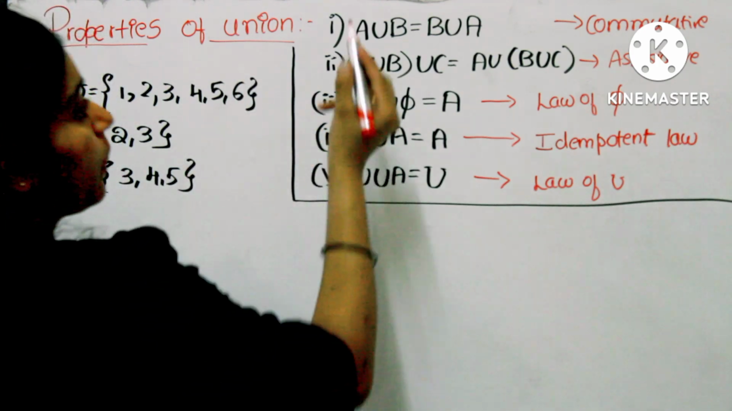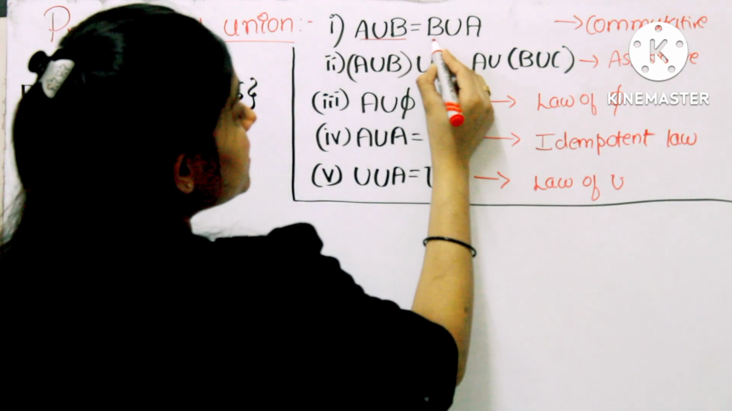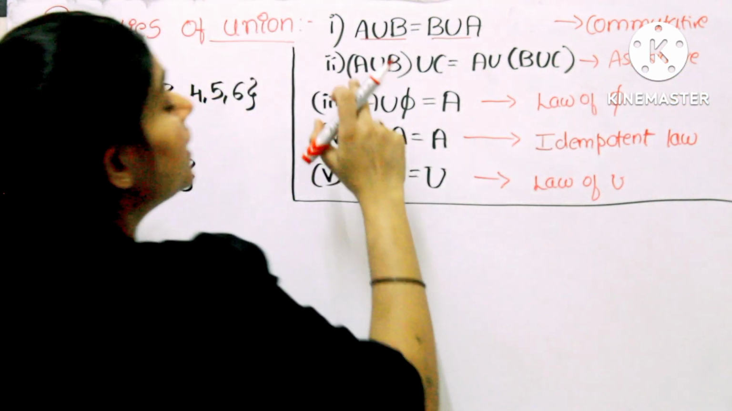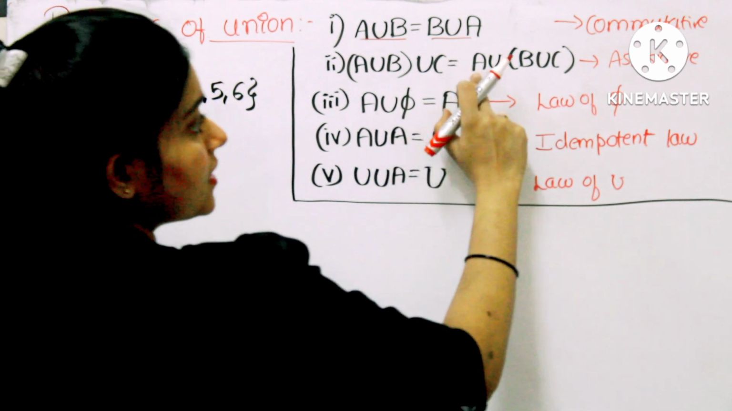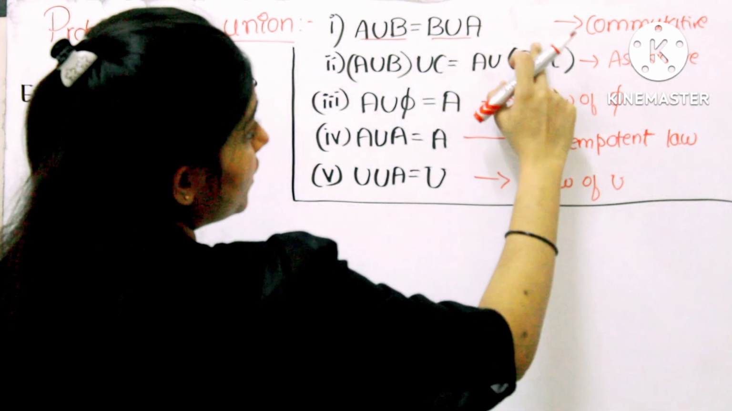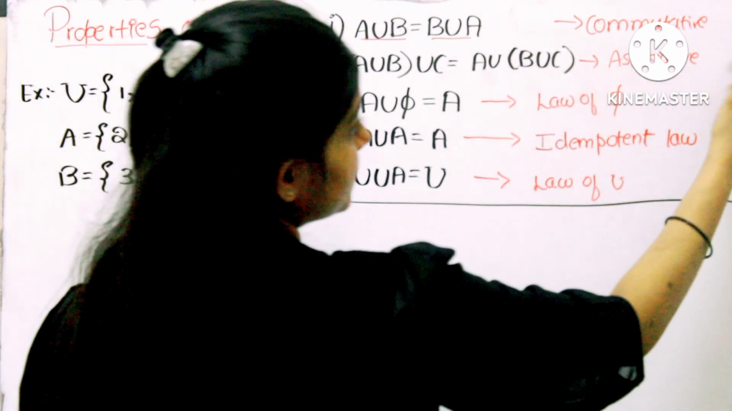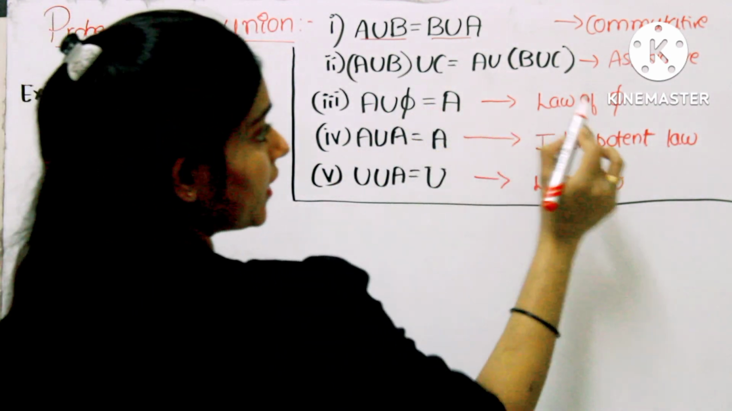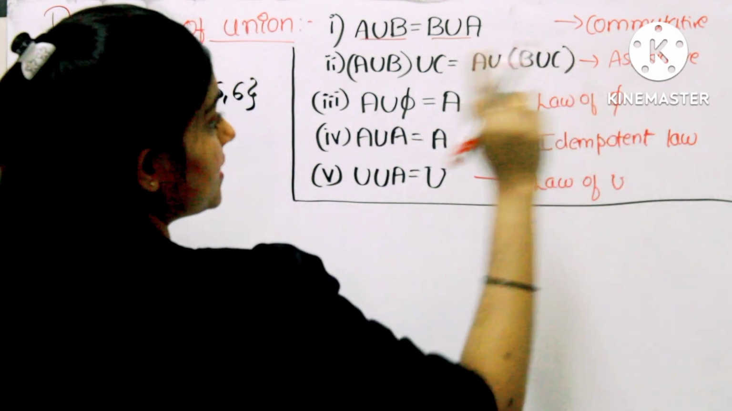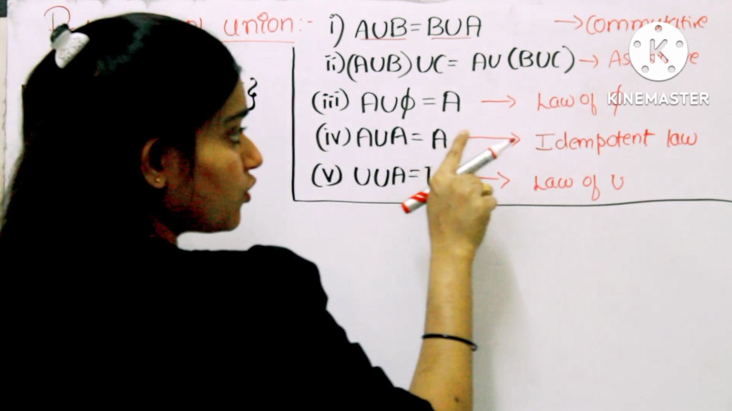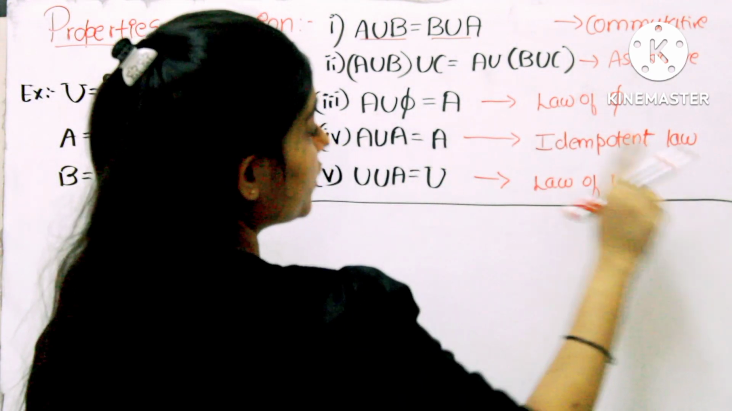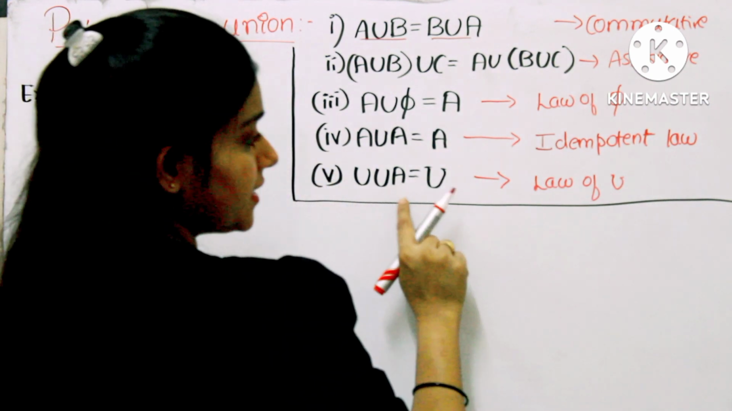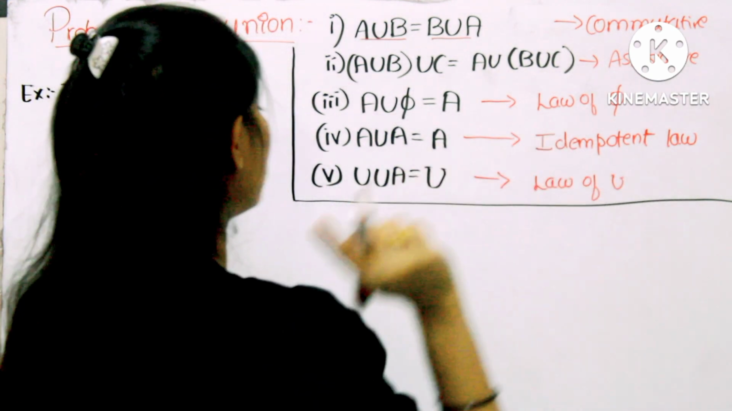See here, A union B is equal to B union A. That is the commutative property. A union (B union C) is equal to (A union B) union C; this is the associative property. A union empty set is equal to A, the law of empty set. A union A is equal to A, that is the idempotent law. The universal set union A is equal to the universal set, the law of U.